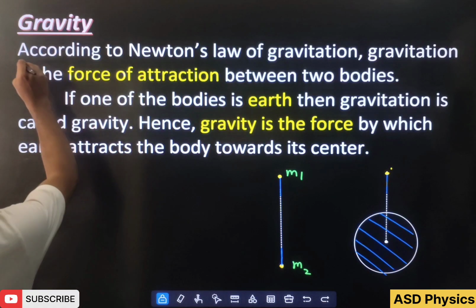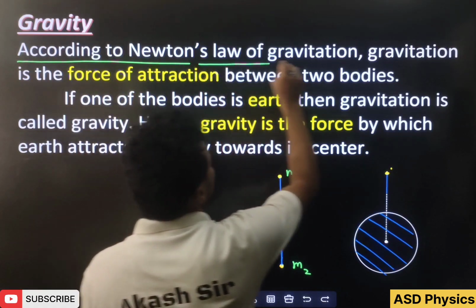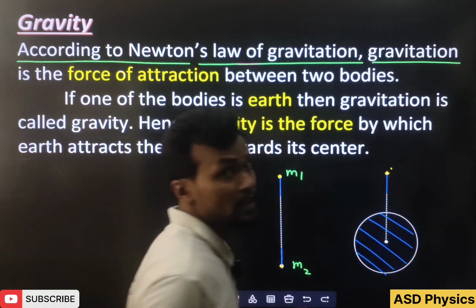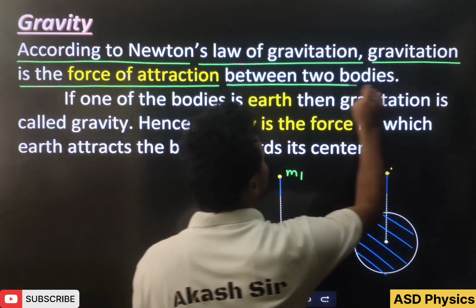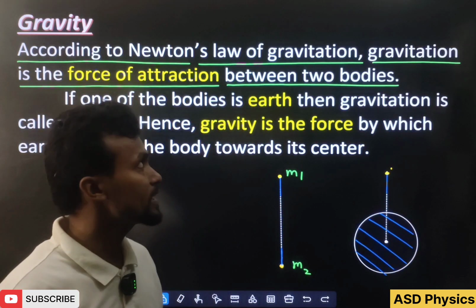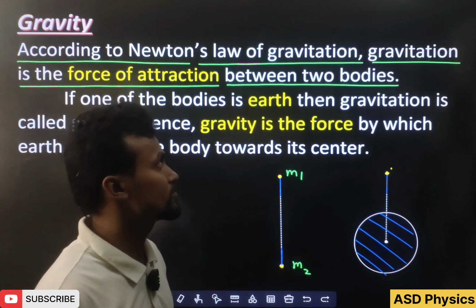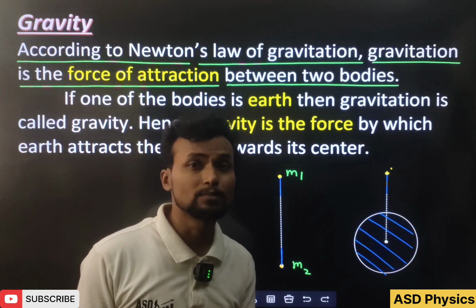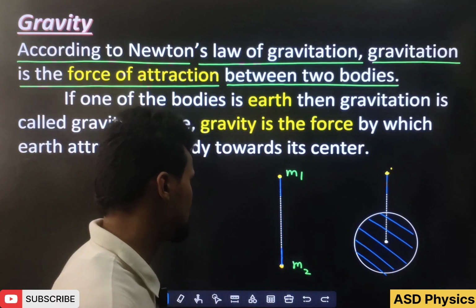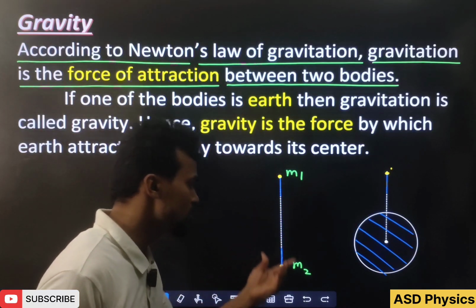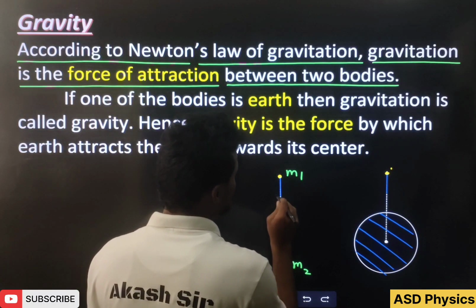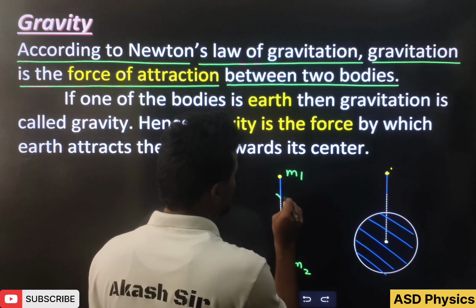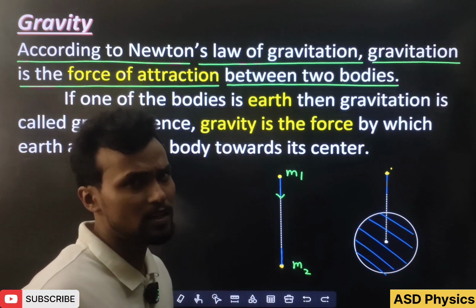So here you can see very well, according to Newton's law of gravitation, gravitation is the force of attraction between two bodies. And remember that here, whenever we are using Newton's law of gravitation, these bodies can be spherical or point masses. So in this situation, I have taken here 2 point masses m1, m2. Okay, so here both the masses will attract each other, no? Because gravitational force is always attractive.